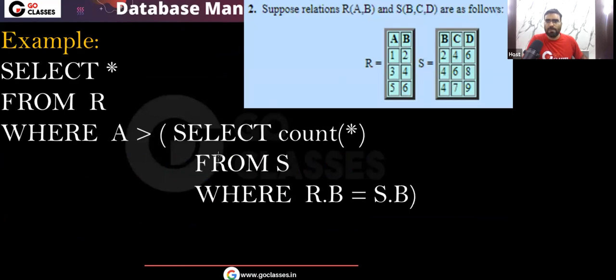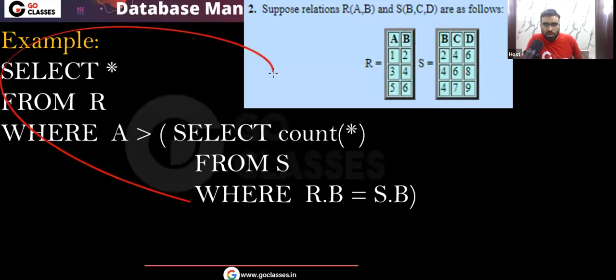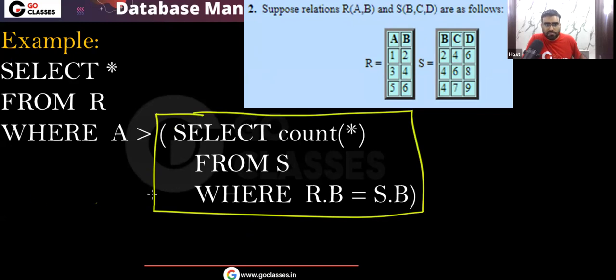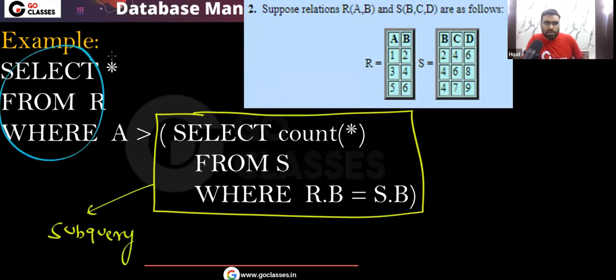Let's start with this example. You can see that table R is given to you, table S is given to you, and this query is given to you. First, you tell me, is this a correlated subquery or a simple subquery? Look at this subquery. This is the subquery because this is your main query, right? Does it depend on the outer query?